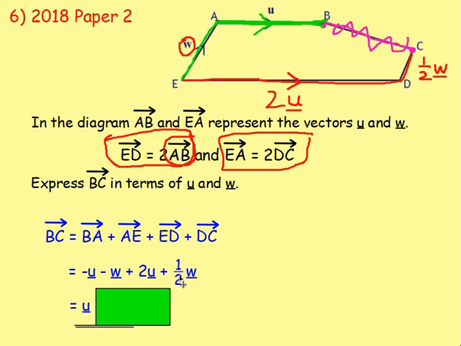And with the W's, you've got negative 1W and a half W. What's negative 1 and a half? Or another way to think about it, what is a half take away 1? Yeah, it's going to be negative a half. So you'd have negative a half W.